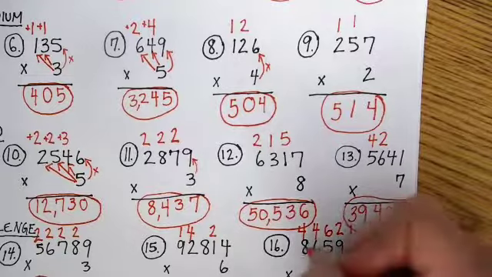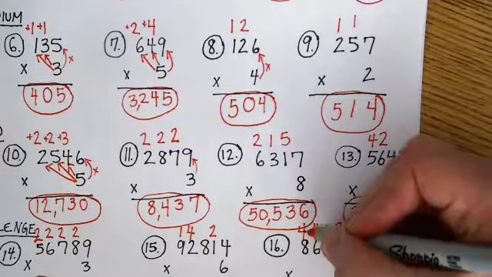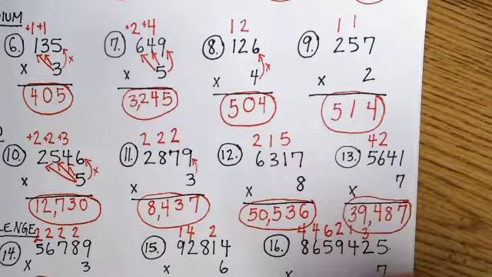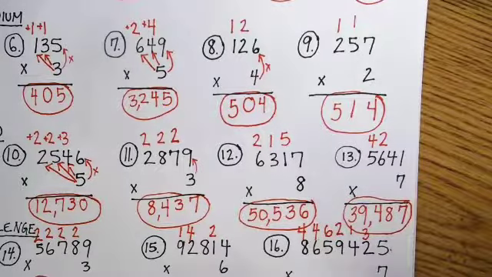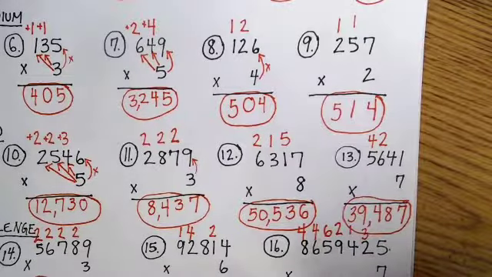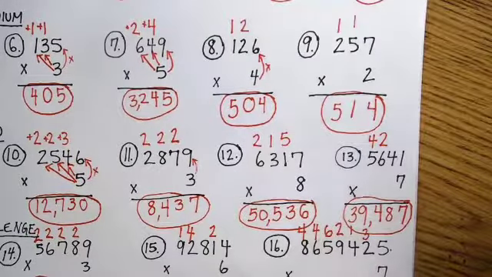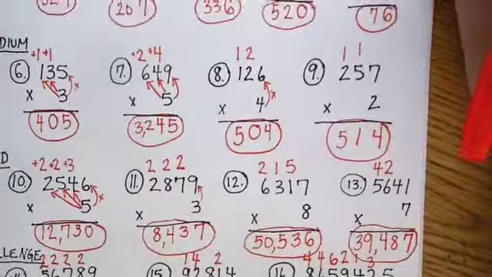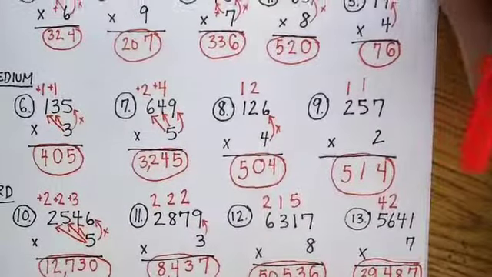7 times 8 is 56, plus 4 is 60. So again, we count every 3. 1, 2, 3. 1, 2, 3. The answer should be 60,615,975. So this is how to do multi-digit multiplication times one digit.